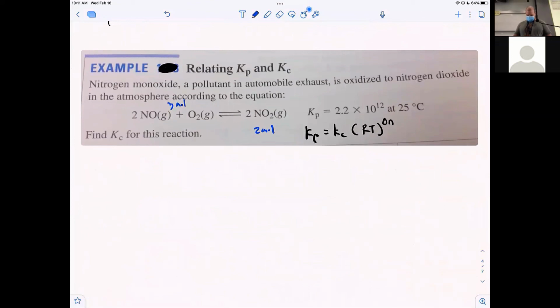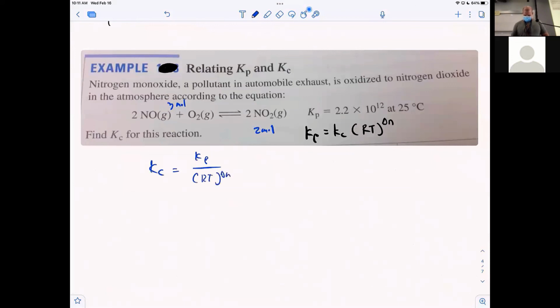So to give you an example of this, we already mentioned nitrogen monoxide. So 2 nitrogen monoxide plus oxygen, in equilibrium with 2 NO2. What is the Kc for this reaction? We're given the Kp. So Kp is Kc times the quantity RT raised to the delta N power. And what do we want? We want Kc. So that means Kc is going to be Kp over RT raised to the delta N power.